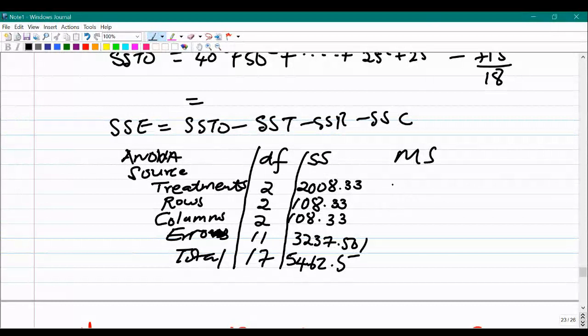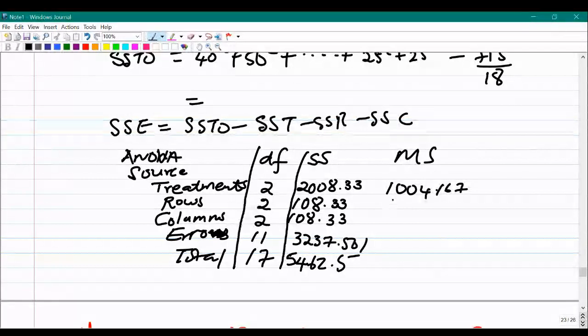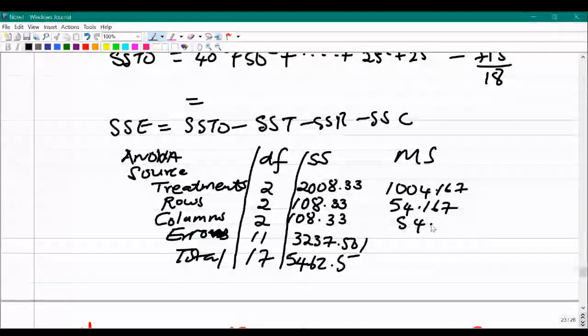Don't mute your mic. Just let's continue. Yeah, it's 1004.167. Yes. Then the other one is 54.167. Even this one, right? Yes. Then the MS is 294.318. Yes.